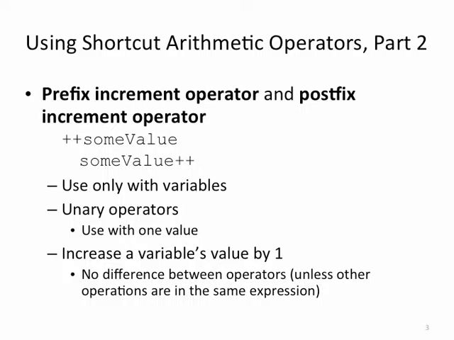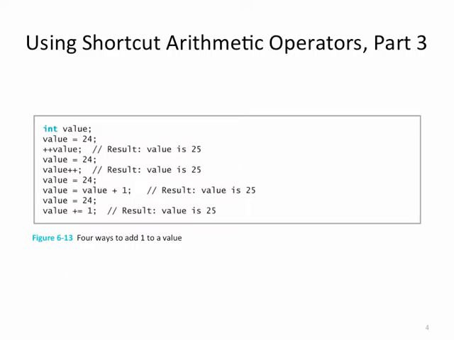They're used only with integer variables, and they are unary operators. That means that they are operators that require only one operand. You increase a variable's value by 1, with no difference between the operators unless the operations are in the same expression. We'll talk about what that means in a little bit. But the prefix and the postfix both add 1 to an integer variable.